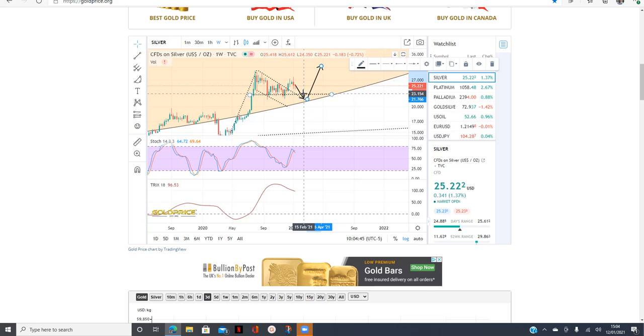So a 15% downside risk compared to what I think from there would be around about a 100% upside probability, with the likelihood of gains and moves up to around $40 at least over the coming sort of 3 or 4 months. Okay, so I'll leave it there for now.